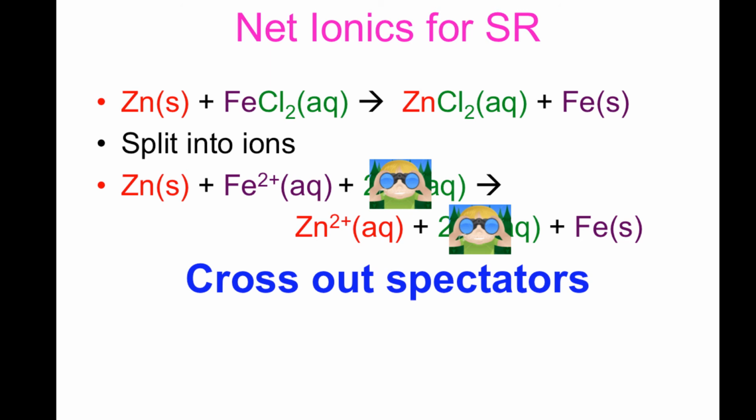So why is chloride not important? Because chloride didn't do anything. It could have been iron bromide. It could have been iron nitrate. It could have been any ion that allows you to make an aqueous solution.